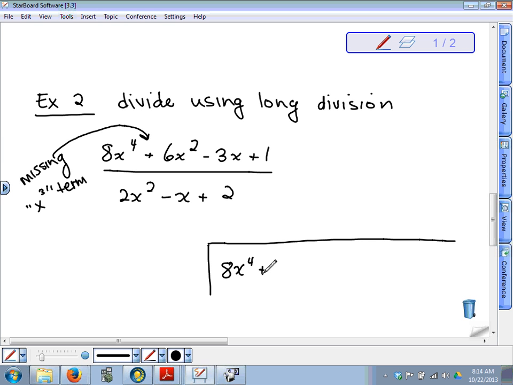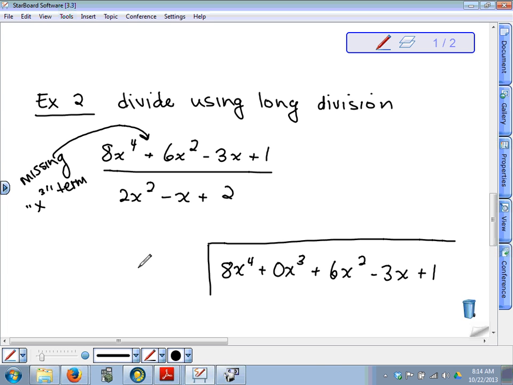Now we add an x to the third term that has no value. How do you add something that has no value? 0x to the third. You must have that there, otherwise the long division algorithm won't work. It has to be 0x to the third as well. If you put 1x to the third, then that's a term that has value, so you're adding something to the polynomial that shouldn't be there. 0x to the third has no value. It's just a placeholder is what it's called.